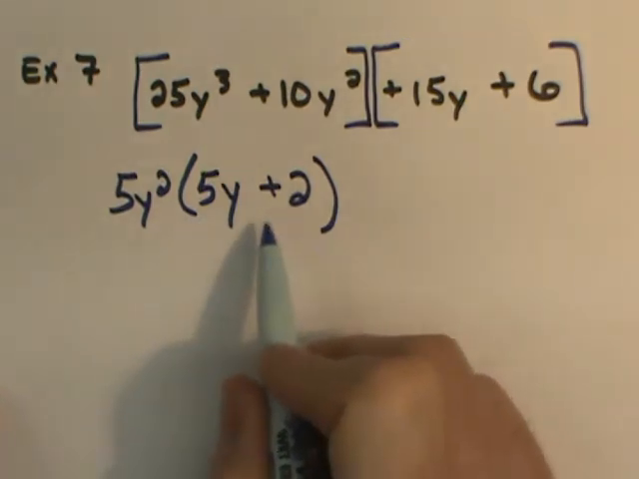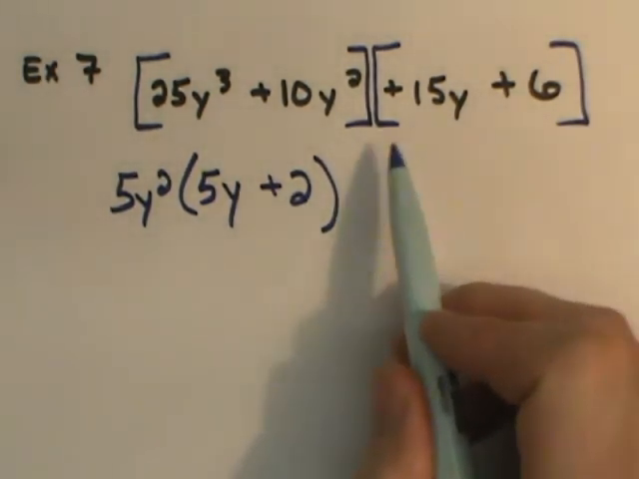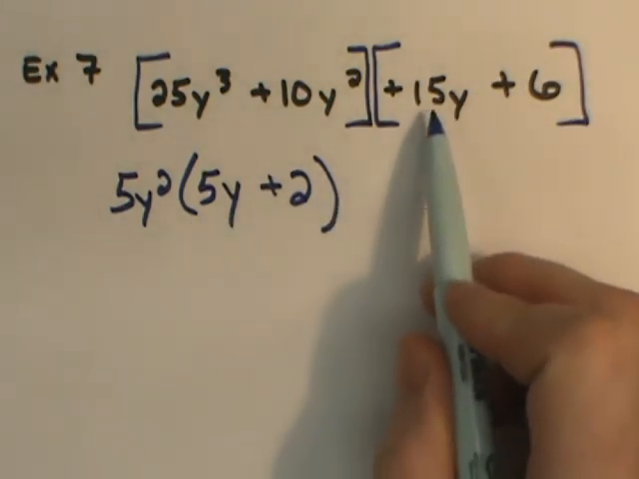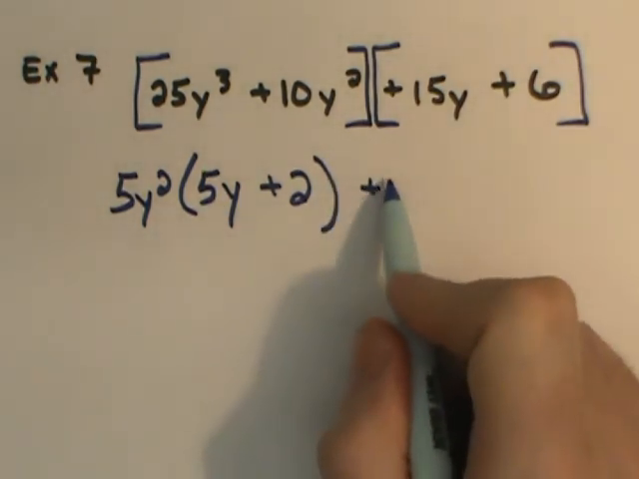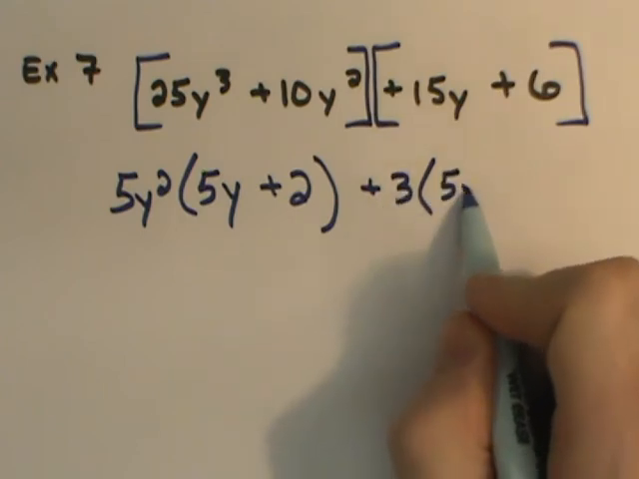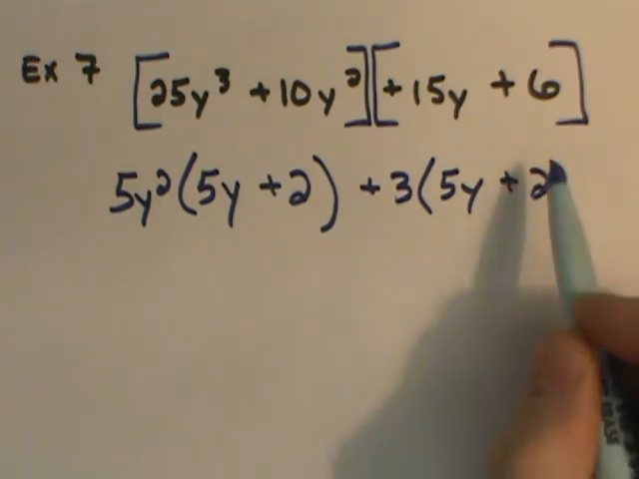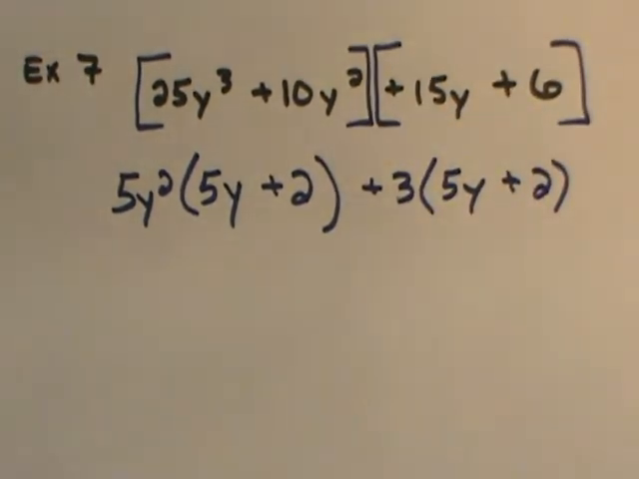So this establishes that set of parentheses. And so over here, I'm looking to get a 5y plus 2. And so I simply ask myself, what would I pull out of 15 to leave me with 5y? And that response is 3. And so 3 times that 5y is producing the 15y, and 3 times a positive 2 produces that 6. It's always a distribution to get back to the original terms.